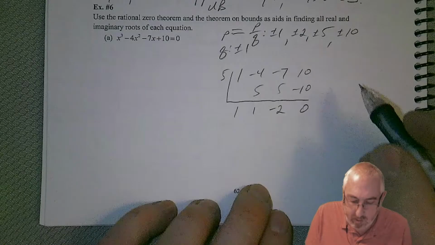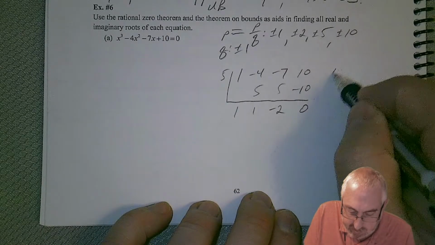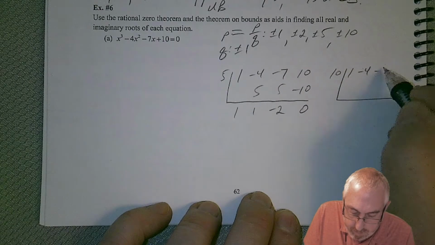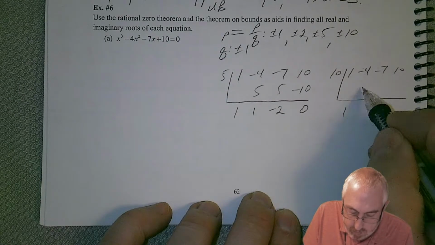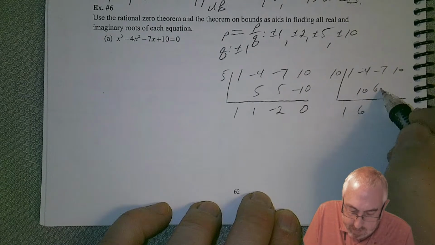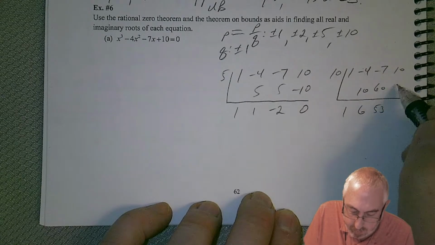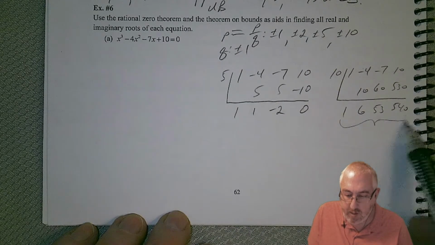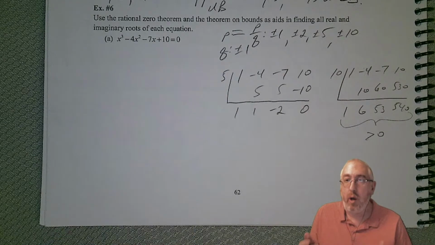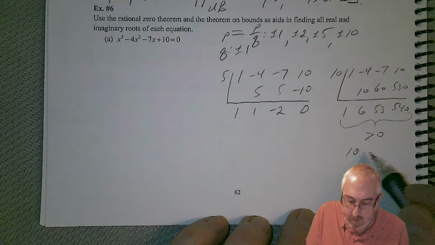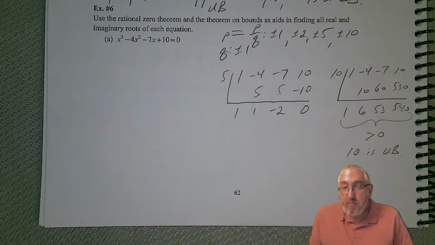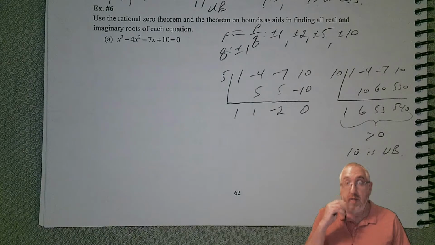But let's just do a couple of other little checks here. Let's check 10 and see what would have happened. So 1, 10, 6, 60, 53, 530, 540. So again, all of these are greater than 0. So we know that 10 is an upper bound. Now, obviously there's nothing above 10 for us to check, but at least we know we wouldn't have had to go above 10 to see if there was another possible 0.